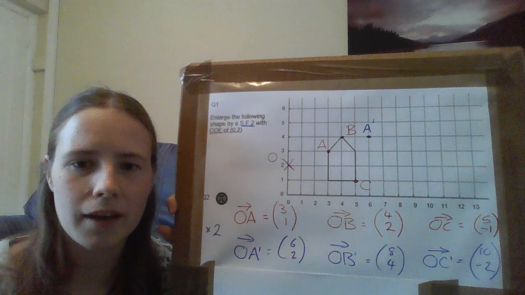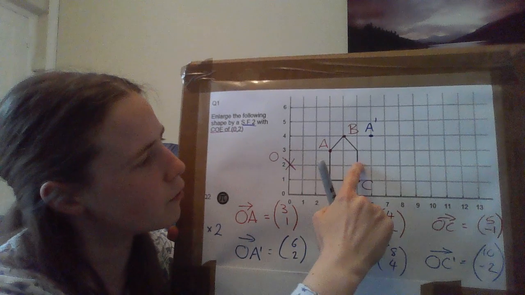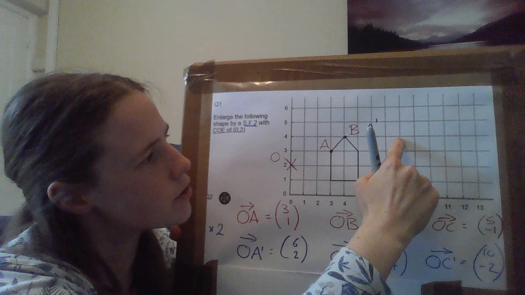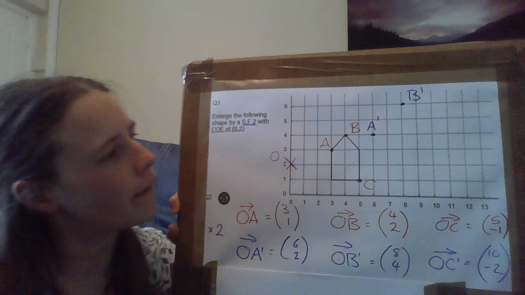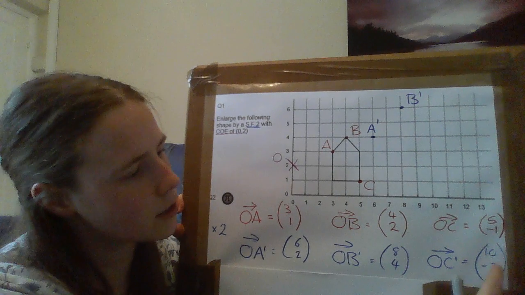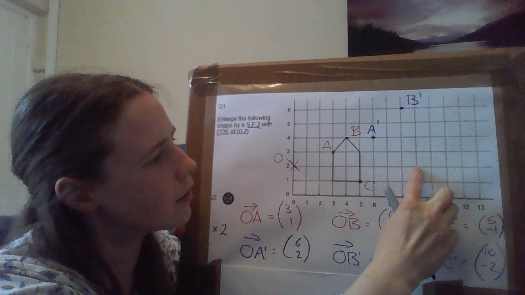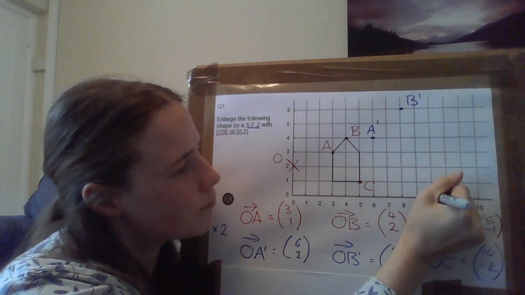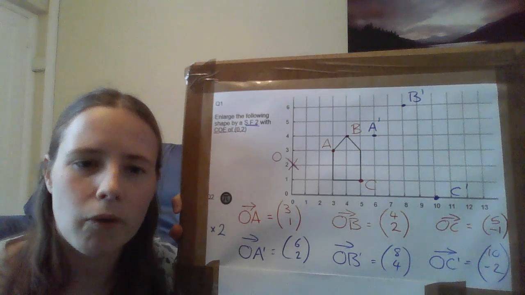Okay, and I do the same for the next one. 8 across and 4 up from here. 1, 2, 3, 4, 5, 6, 7, 8. 1, 2, 3, 4. That's my B dash. And now I'm going to do my C dash. So that's 10 across and 2 down. 1, 2, 3, 4, 5, 6, 7, 8, 9, 10. 1, 2. Okay, so those are the new points for my shape.